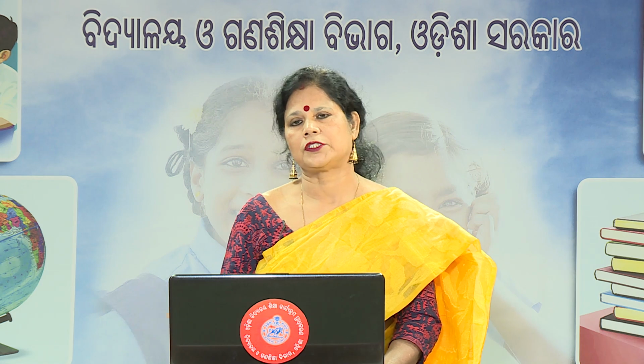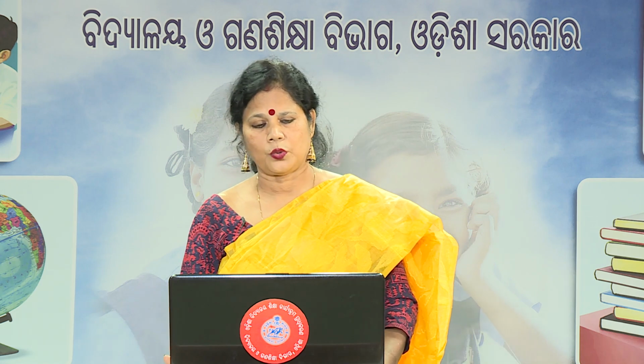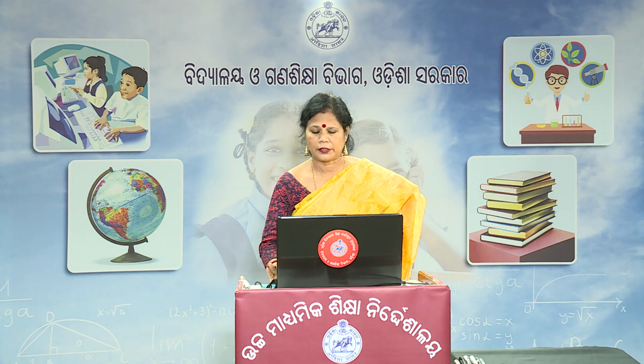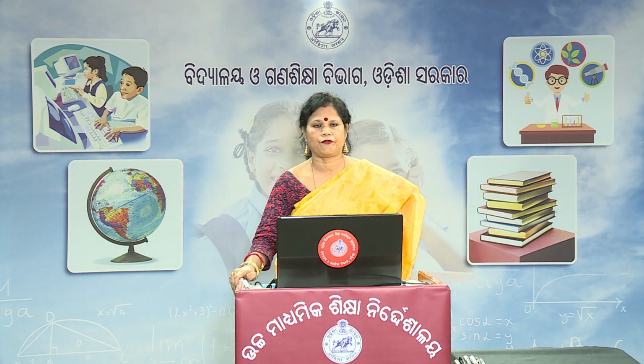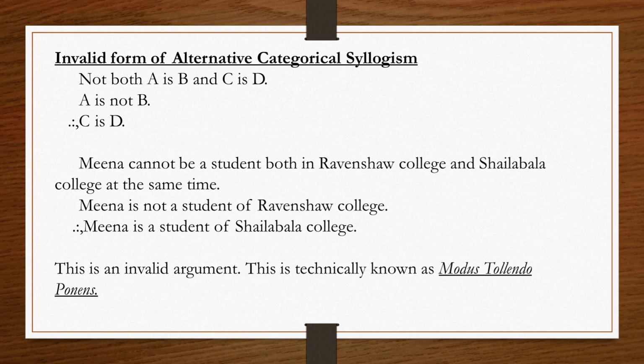If he is born in January, how can he be born in May? So, if one is affirmed, the other must be denied. So, this is the valid form and it is known as modus ponendo tollens. Then the invalid form of alternative categorical syllogism.